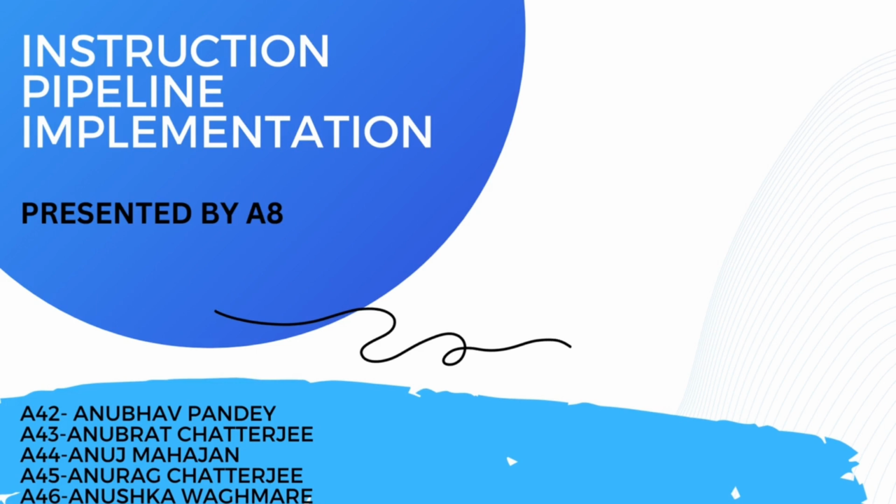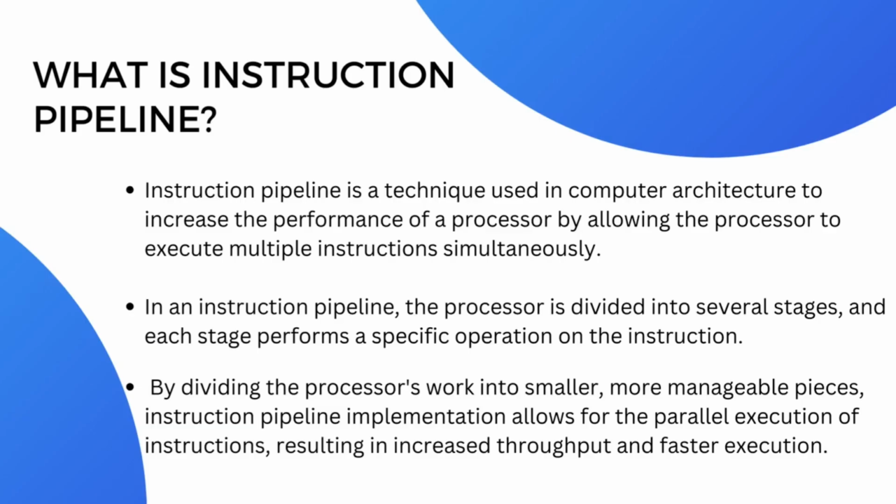Our topic is Instruction Pipeline Implementation. First of all, what is instruction pipeline? Instruction pipeline is a technique used in computer architecture to increase the performance of a processor by allowing the processor to execute multiple instructions simultaneously. Instruction pipeline implementation involves breaking down the execution of an instruction into a series of smaller steps, which can then be executed in parallel.